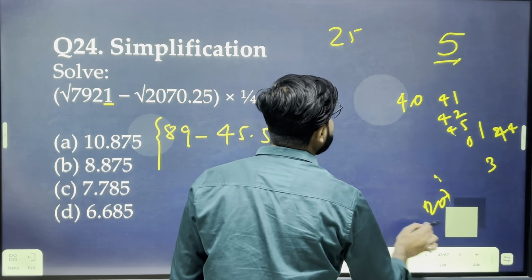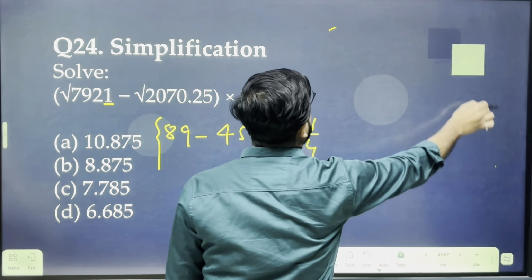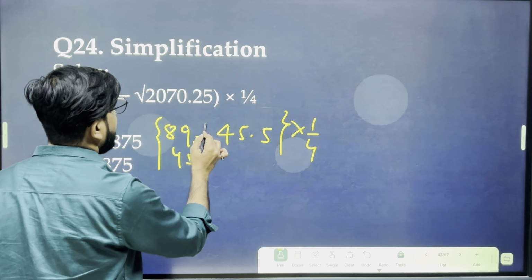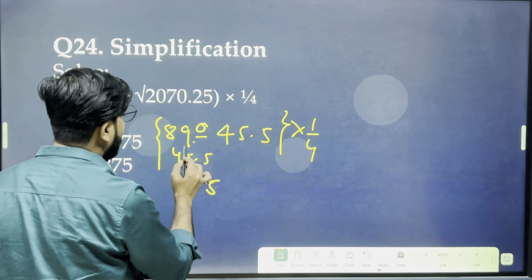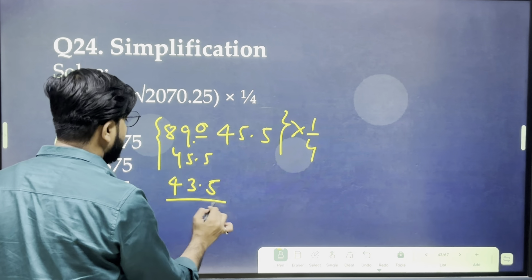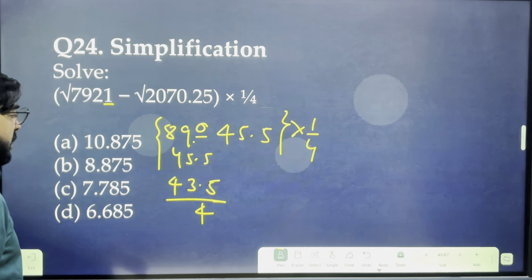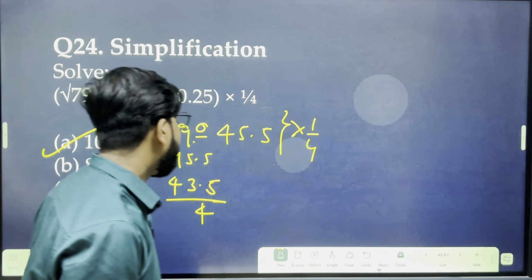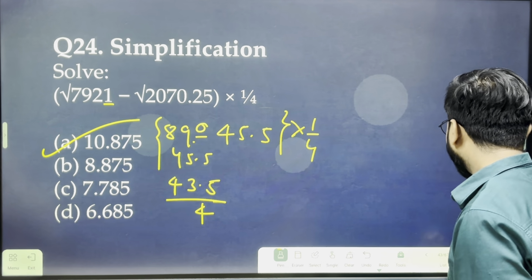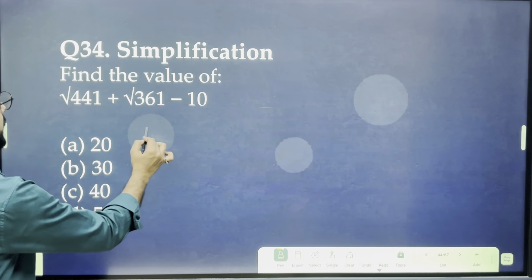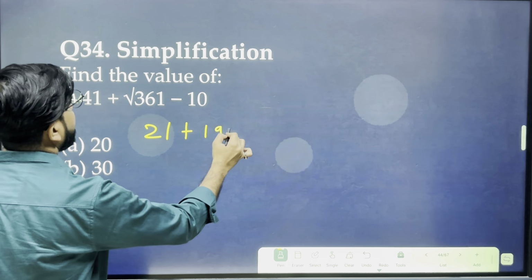Now what you can do is minus and divide. So 45.5. So here you can say 8 minus 5 is 3, and 8 minus 4 is 4. That becomes 1 time. Okay, next question. 441. This is a very easy question. 21 plus 19 minus 10.